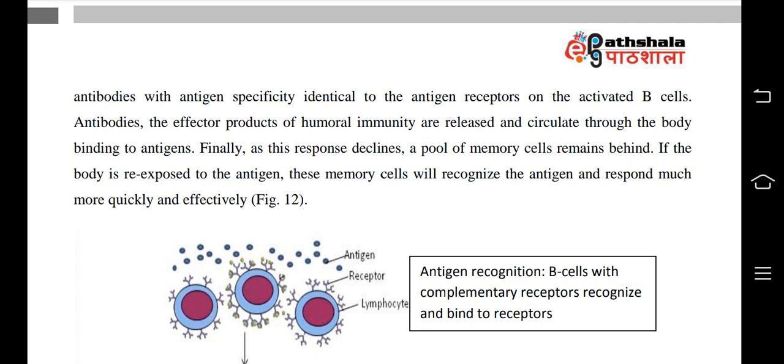Finally, as this response declines, a pool of memory cells remains behind. If the body is re-exposed to the antigen, these memory cells will recognize the antigen and respond much more quickly and effectively.